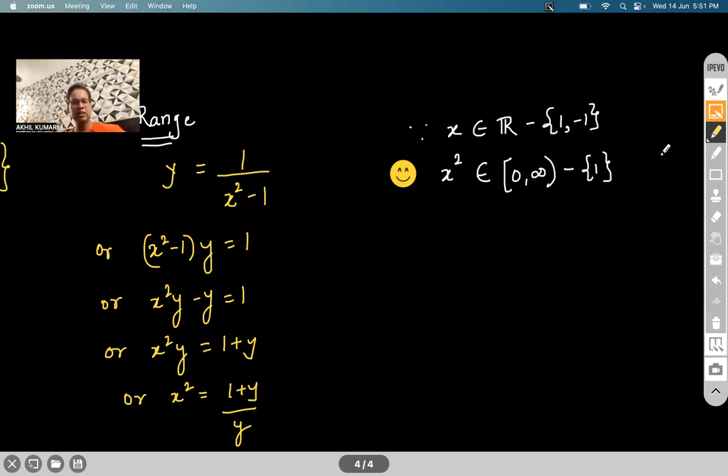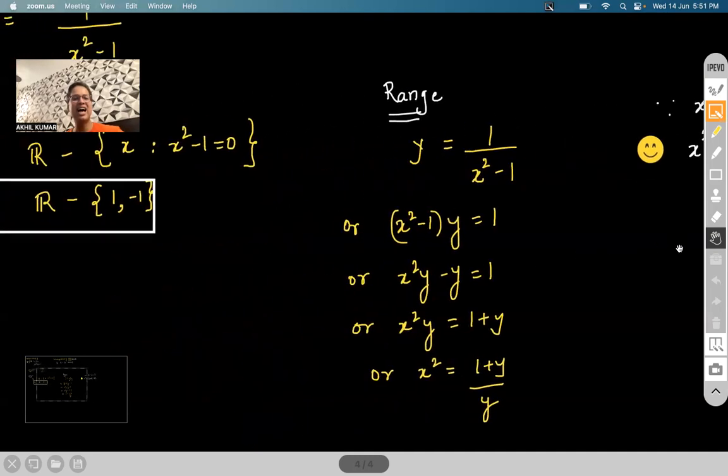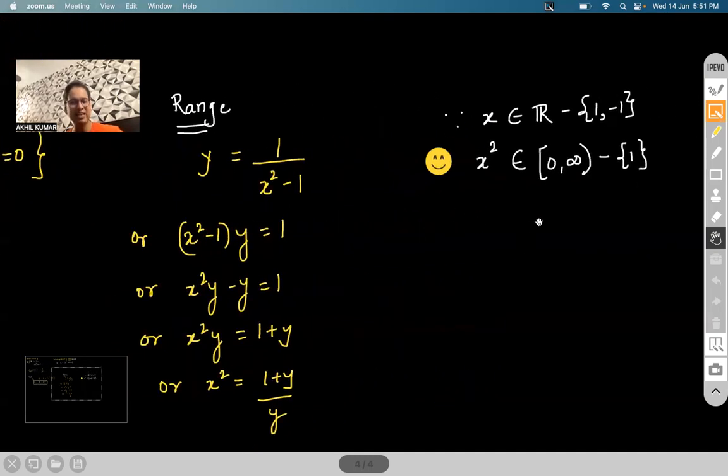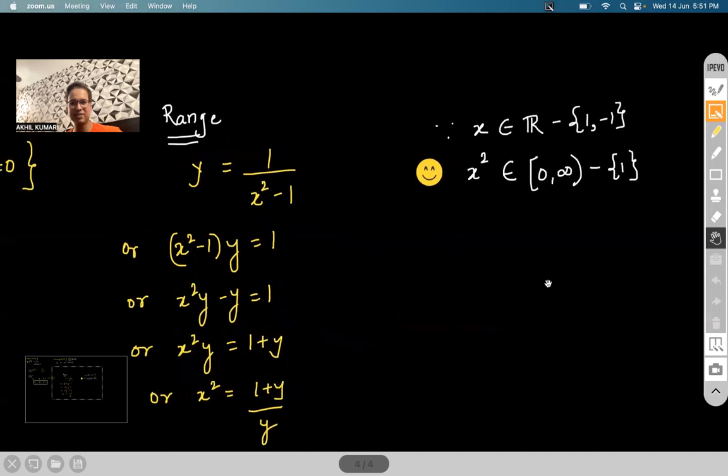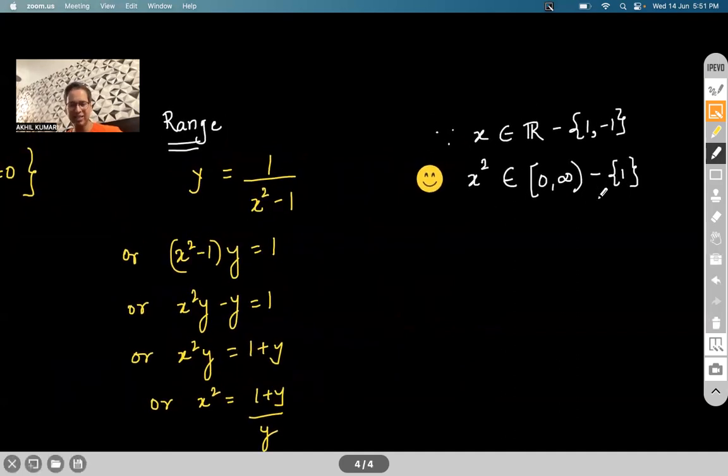Sir, what is the difference between this answer in the range and the domain? Sir, I have not found out the answer yet. Range, I am still finding out. Did I say this is the answer for the range? I'm just in one of my intermediate steps. So have patience. I'll complete this question.